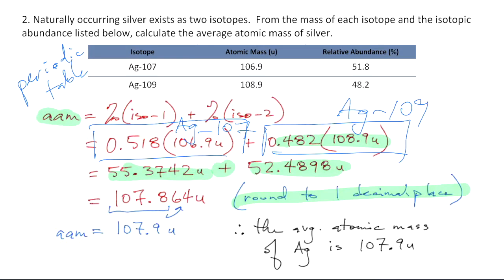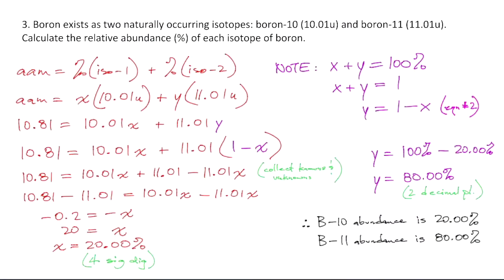Let's look at the next sample problem. So this one's a little bit more challenging because look at what we're only given. Boron exists as 2 naturally occurring isotopes, boron 10 and boron 11. All we are given right now is the masses of the 2 isotopes, boron 10 and boron 11. We're not given any percentages.